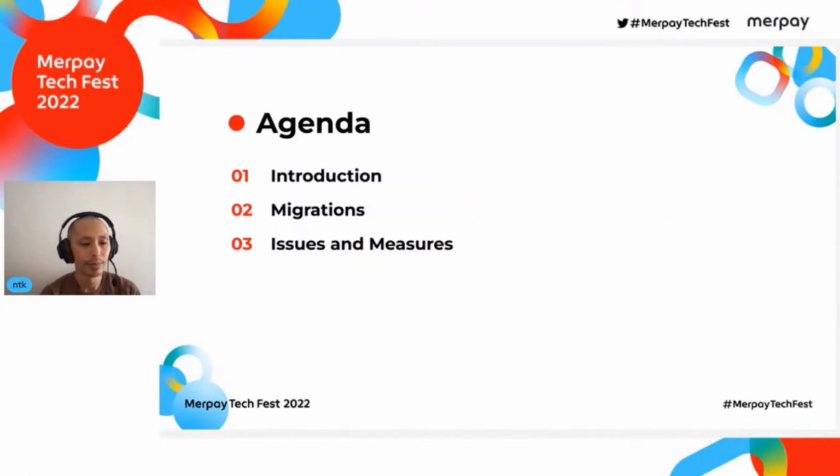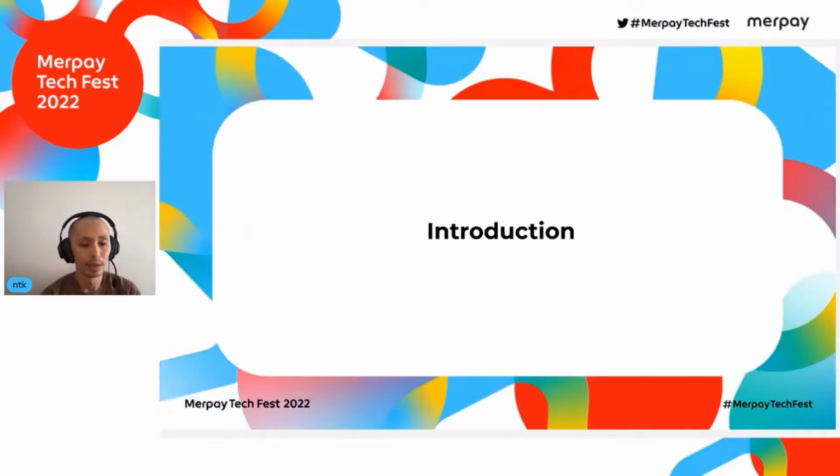This is the agenda for this session. Introduction, migrations, issues and measures. So, three parts. I will introduce the team and system and why we migrated, and then what are the problems that we faced and how we handled them in the migration project. So now the introduction.